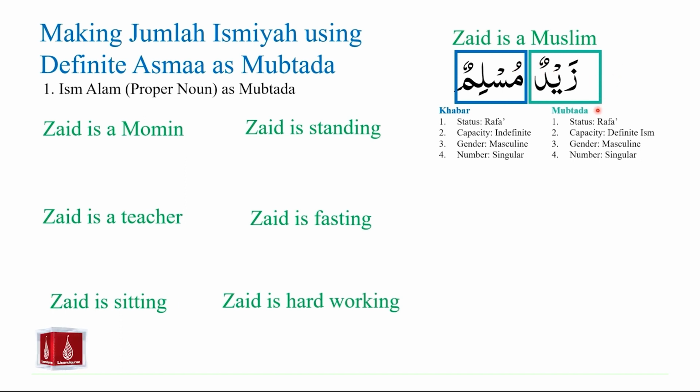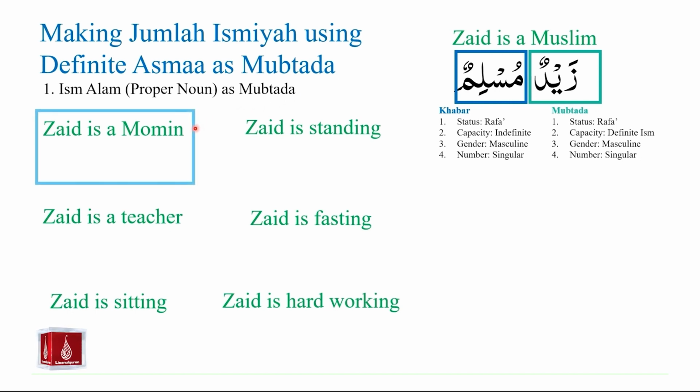Zaidun is mubtada, Muslimun is khabar. Both Zaidun and Muslimun are rafa in status. Zaidun is definite and Muslimun is indefinite in capacity. Zaidun is singular and masculine, and Muslimun is also singular and masculine. Because Zaidun meets all the criteria to be mubtada and Muslimun meets all the criteria to be khabar, Zaidun Muslimun is a jumla ismia. Let us look at some more examples.